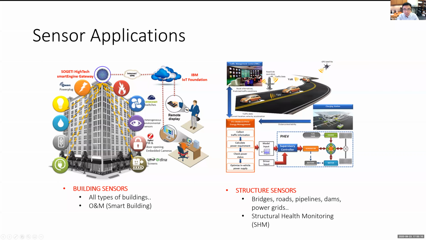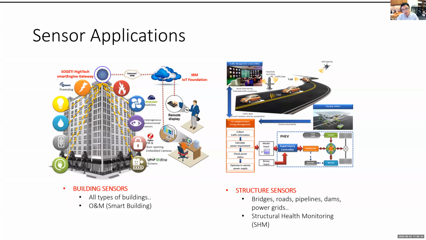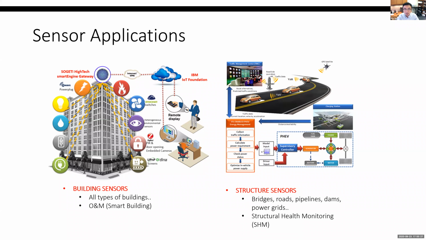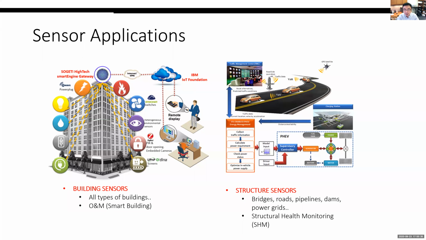So, sensor applications for us, like I mentioned, sensors can mean a lot and can be used in different areas. For us, the two most relevant applications are building sensors and structure sensors. The building sensors can be used to improve the occupancy experience, and also to improve operation and maintenance.